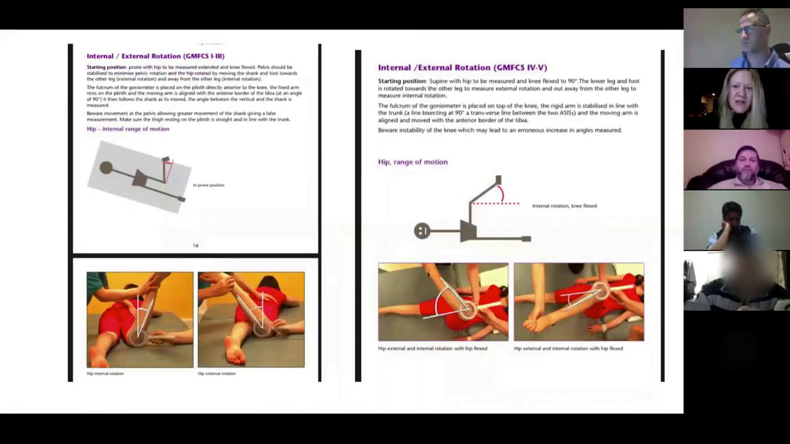Internal and external rotation of the hip. So they break it up. It's slightly different. So the GMFCS 1 to 3, you do it the way we would standardly look at an adult, assessing their internal and external rotation and measure the angles. And in the patients that are 4 and 5, you start in a slightly different position and again measure their rotation. And it's something that you're going to monitor with each session.